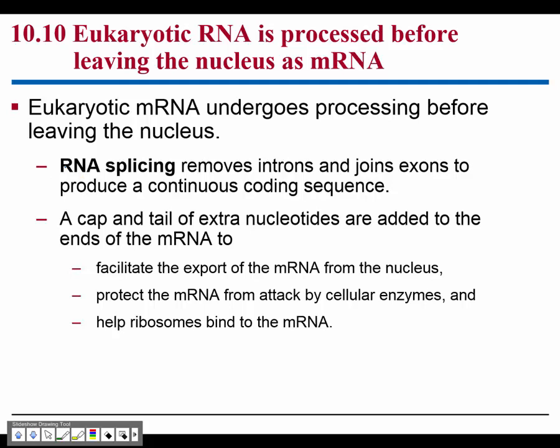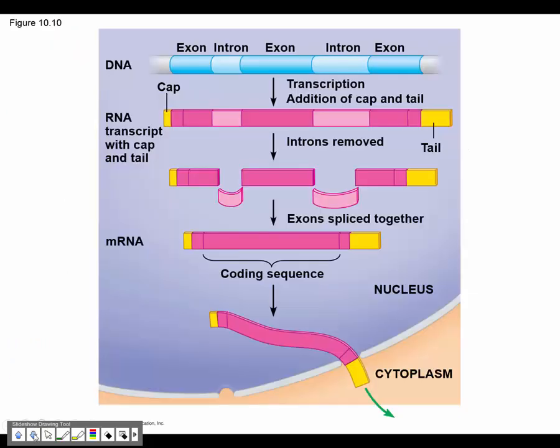All sorts of different things, very complex when you start getting to eukaryotes. So RNA splicing takes out the introns, joins exons. There's a cap and a tail, and this facilitates the export of mRNA from the nucleus and protects it from cellular enzymes, because your cells will attack foreign DNA if it's in your body. Because it doesn't want to use all its energy to make stuff for something that's not you. So that's why our mRNA has to be protected with those caps.